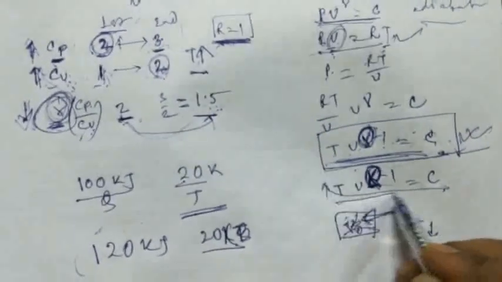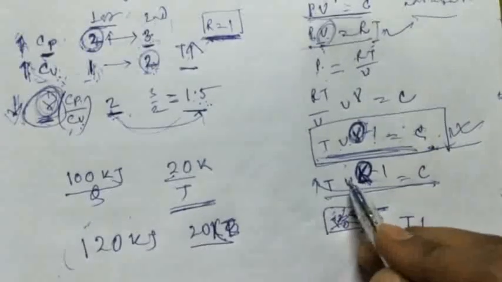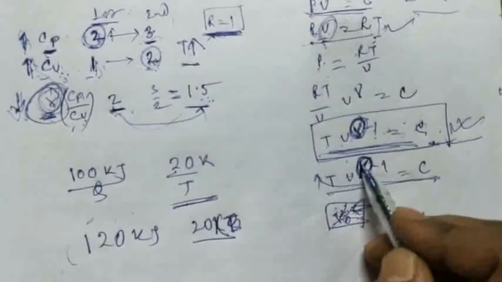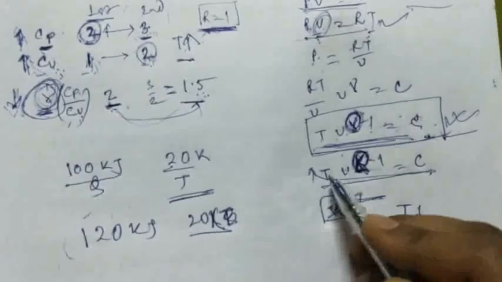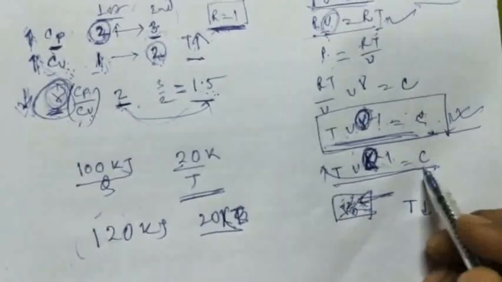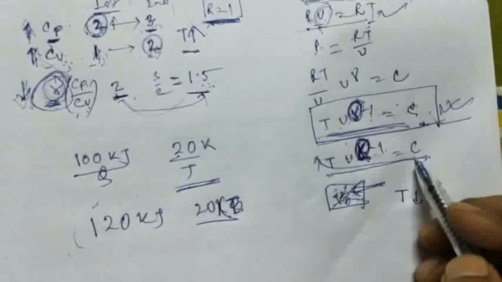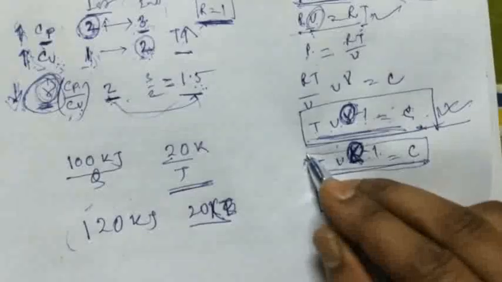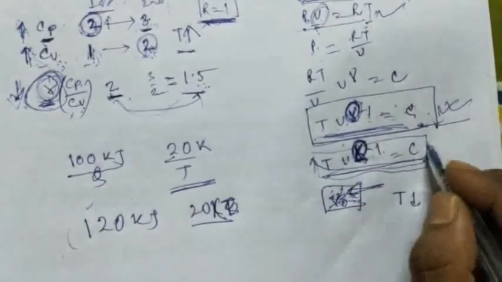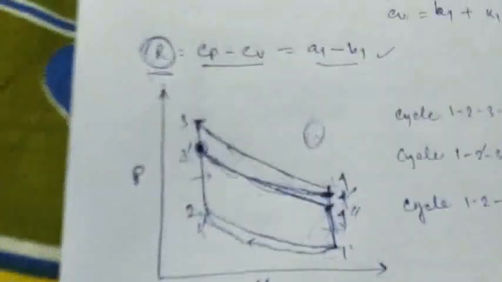So there will be a new equation, say T V to the power K minus 1. We are writing K instead of gamma because gamma is decreasing in this case. So T V to the power K minus 1 equal to constant. This is our new equation which will be followed by our engine.